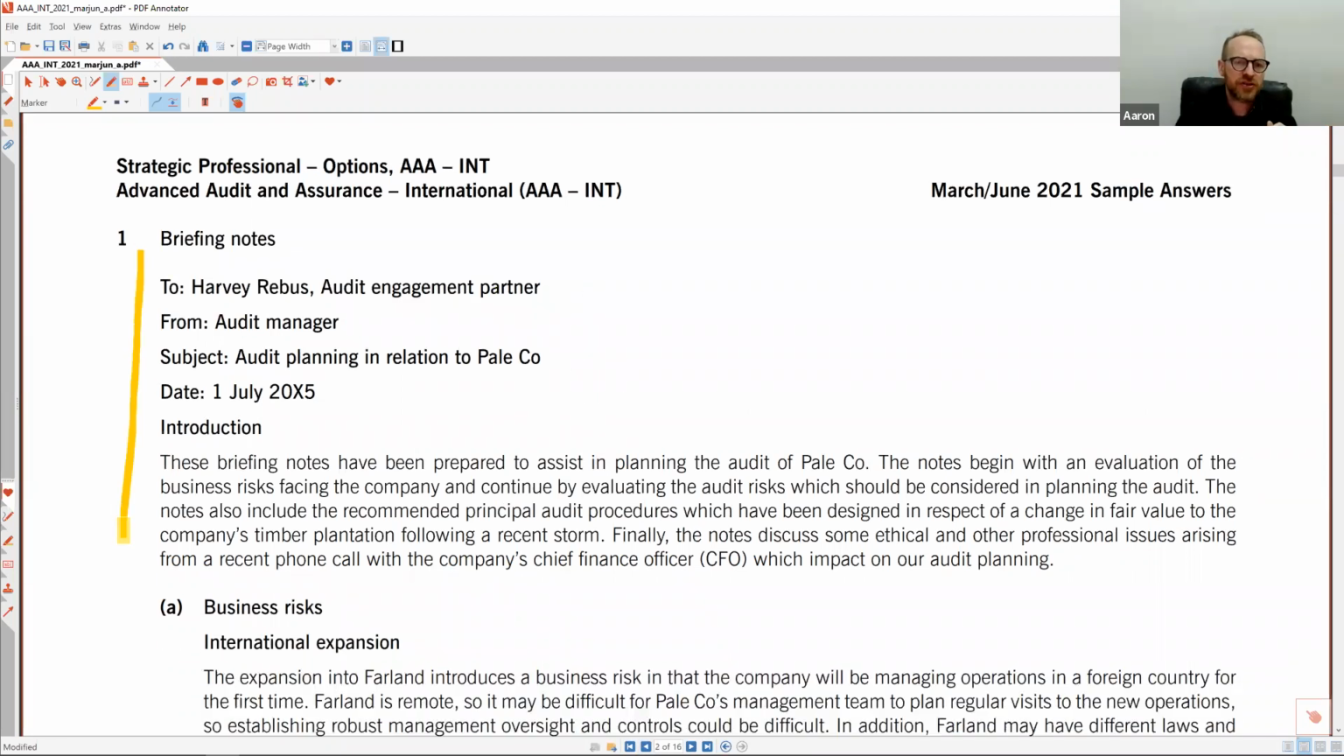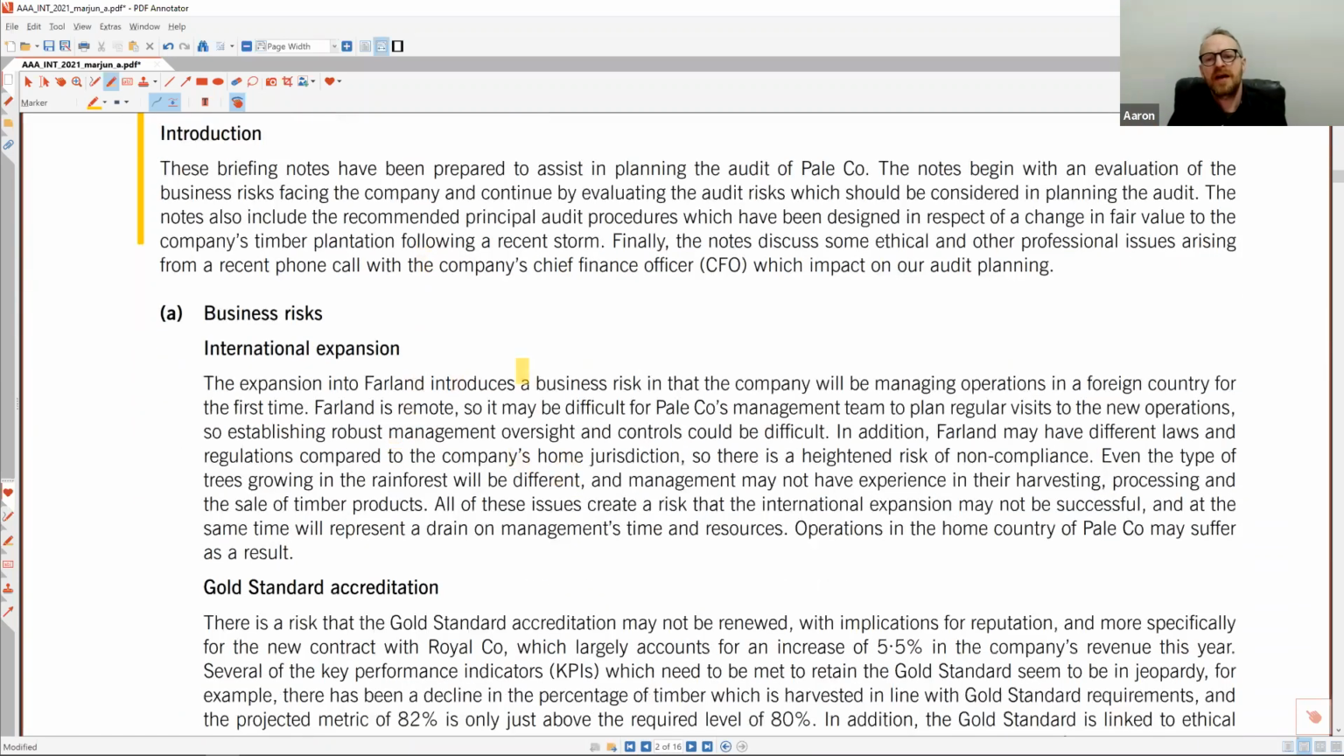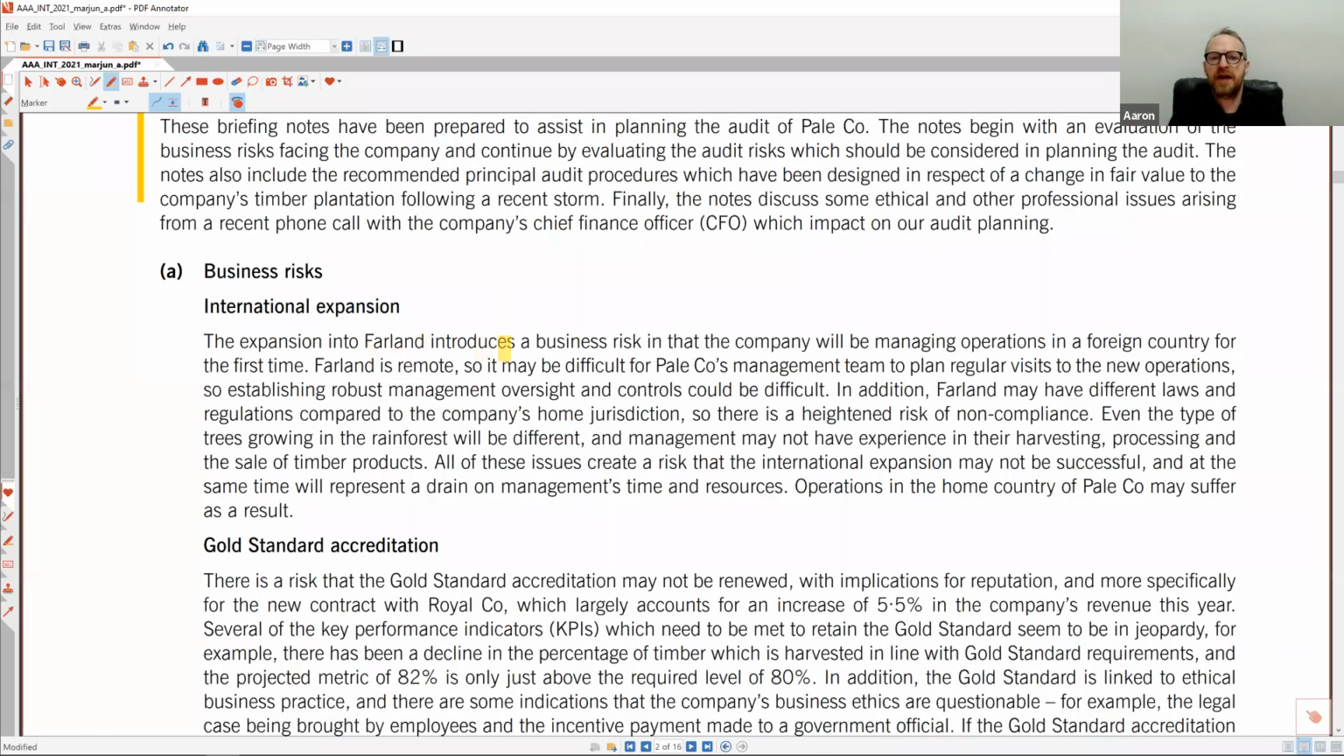Number one, put some introduction in. There's a couple of marks for professional skills, easy to get. Make sure you do that. So let's take the international expansion. The expansion introduces business risks: it's a foreign country, it's remote, and they'll have to make regular visits for oversight, different laws, and no experience in the harvesting of these trees. Essentially, remember, you've got to say what the risk is.